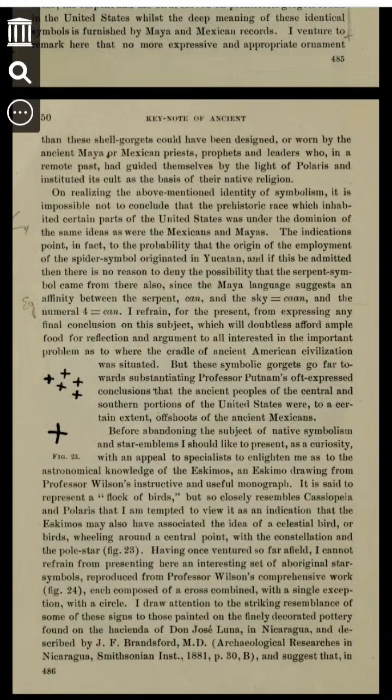But these symbolic grotesques go far towards sustaining Professor Putnam's oft expressed conclusions that the ancient peoples of the central and southern portions of the United States were to a certain extent offshoots of the ancient Mexicans.